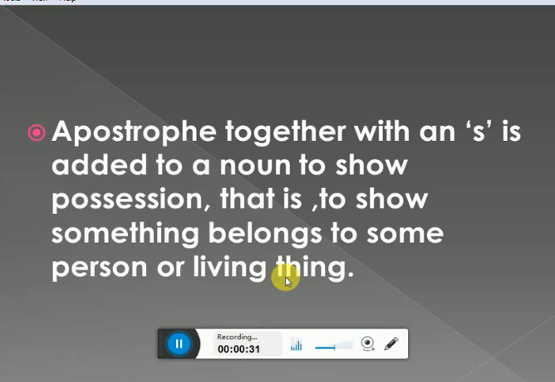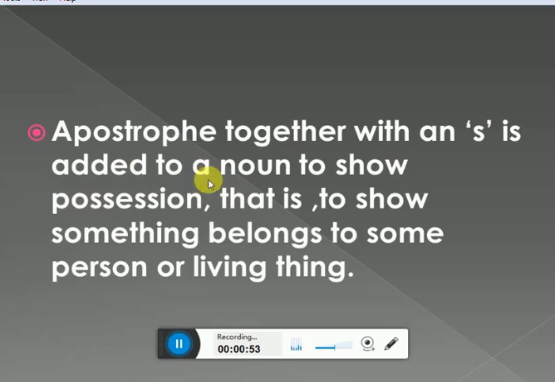Apostrophe, first of all, let me tell you what an apostrophe is. An apostrophe is a symbol which looks like a comma that is put above a letter. Okay, it looks somewhat like this. Apostrophe. So we use an apostrophe along with an S to show possession.